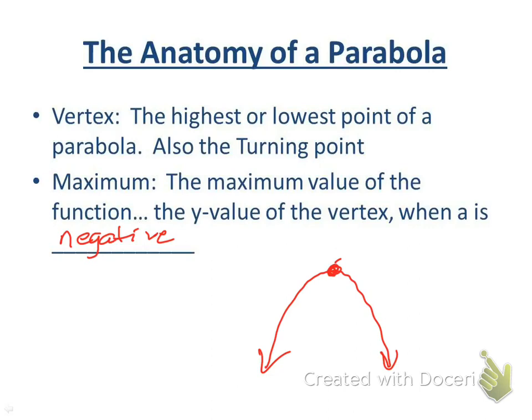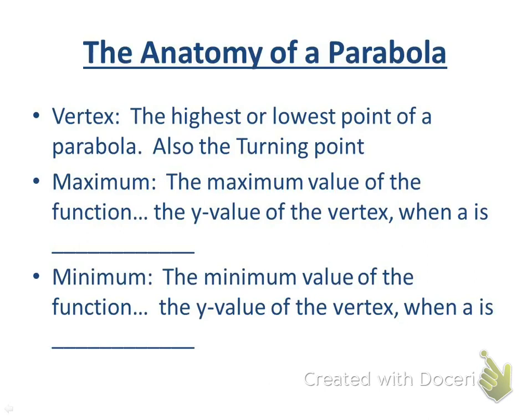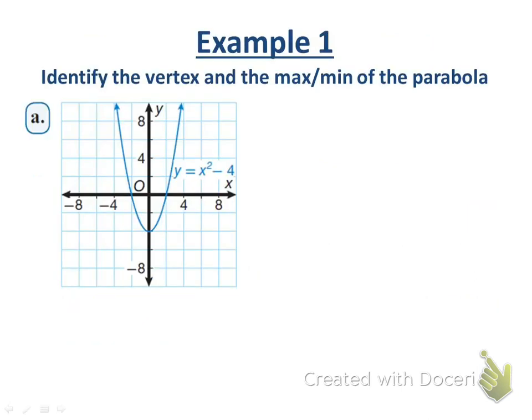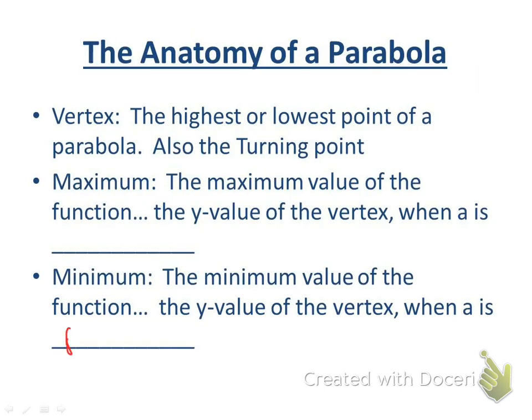All right? Now, if a parabola could have a max, then it might have a minimum value. When would it have a minimum value? When a is positive, right? So the minimum value of the function is the y value of the vertex when a is positive, right? So if it has a min, that means it's opening up. It's got a low point. It's cupped like that. There's the minimum value right there at the vertex, okay?